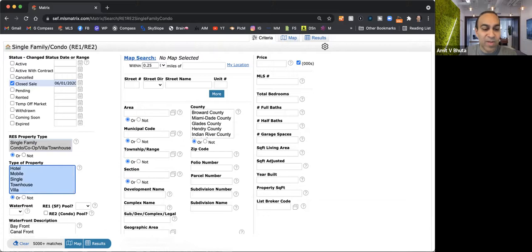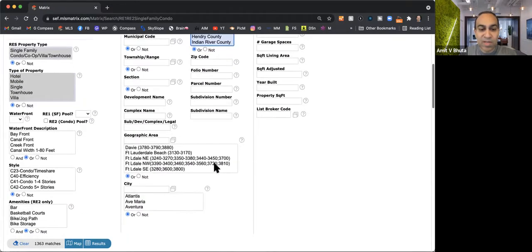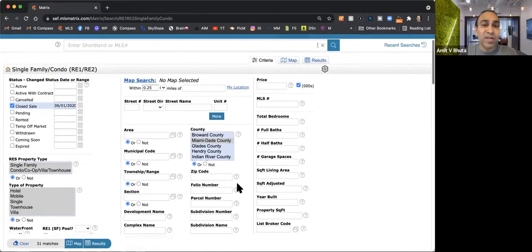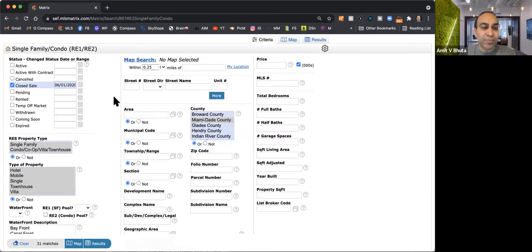So we have last year, and let's go to Coral Gables. So last year, from June 1st to June 23rd, combined properties sold, we had 31.